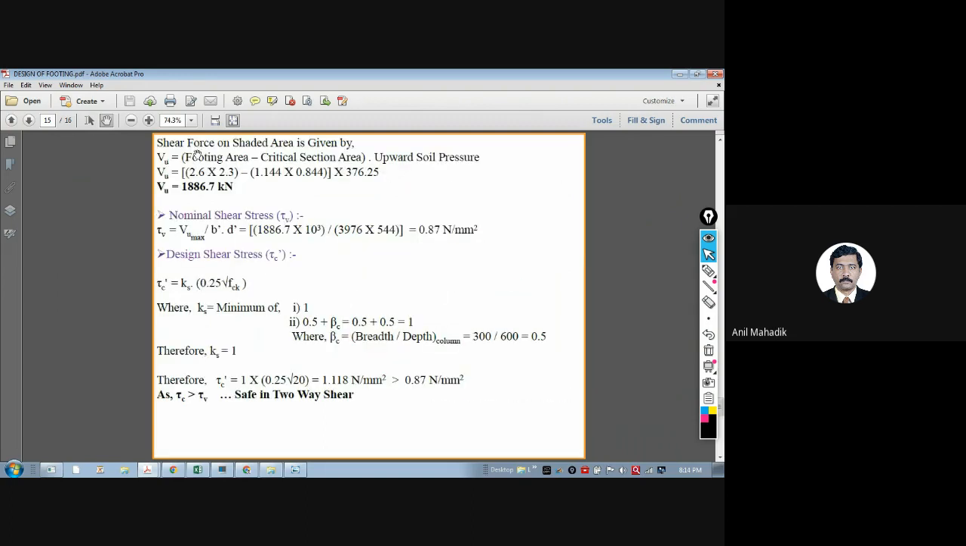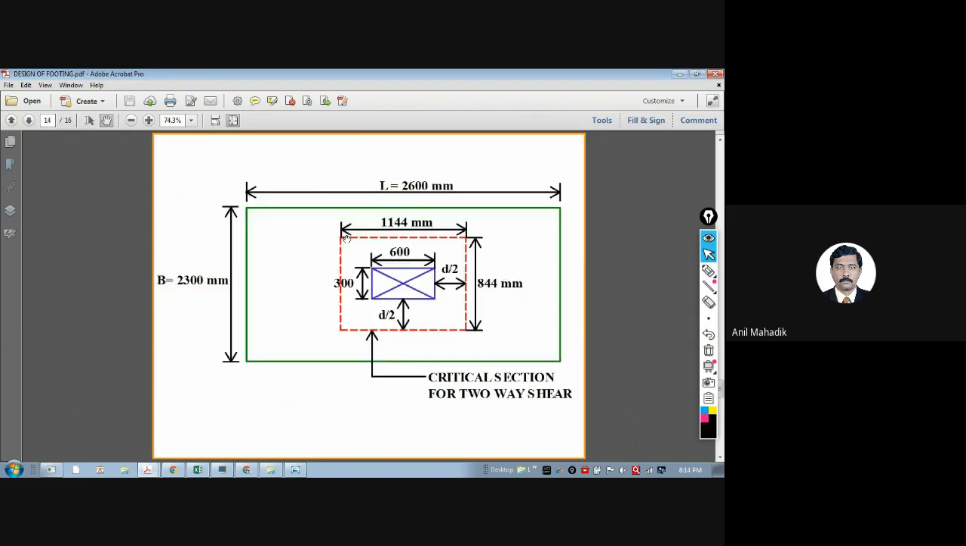So here you can say shear force on shaded area is given by footing area minus critical shear area, right? Into upward soil pressure. So this is your shear force. Getting this area minus this area into upward pressure. This is the shear force. Now how to calculate the shear stress? Shear force divided by BD, VU upon BD. So VU is this, and B, in this case, we are considering this B. So which B is this?